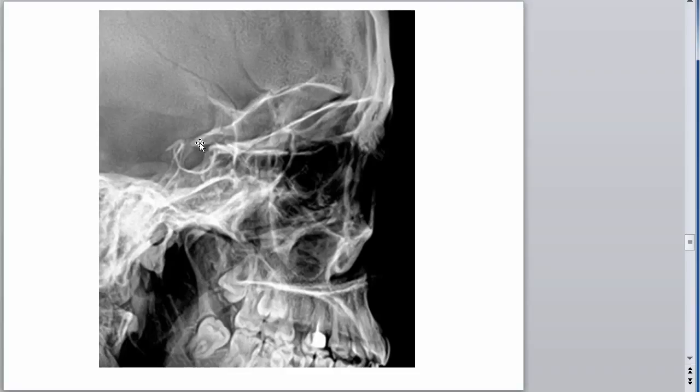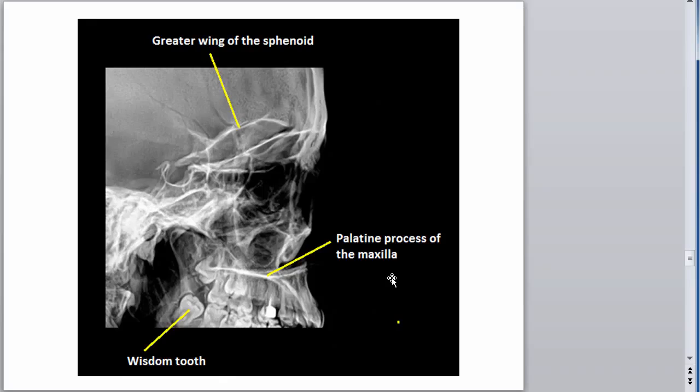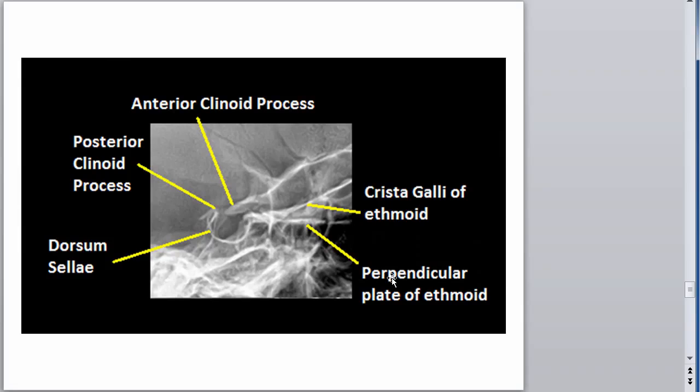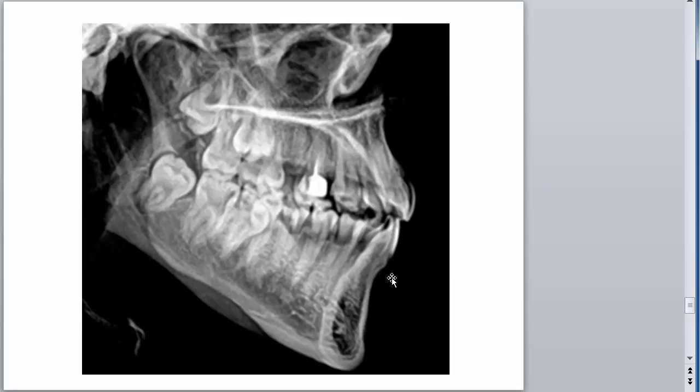What's that again? Anterior clinoid process. Posterior clinoid process is here. You can see all this stuff. There's the cribriform plate. There's the crista galli coming up. And that's the greater wing of the sphenoid. Wonderful. I think we talked about that. I think that's probably good. I mean, this is a really nice one. We can see that mental tubercle right here.